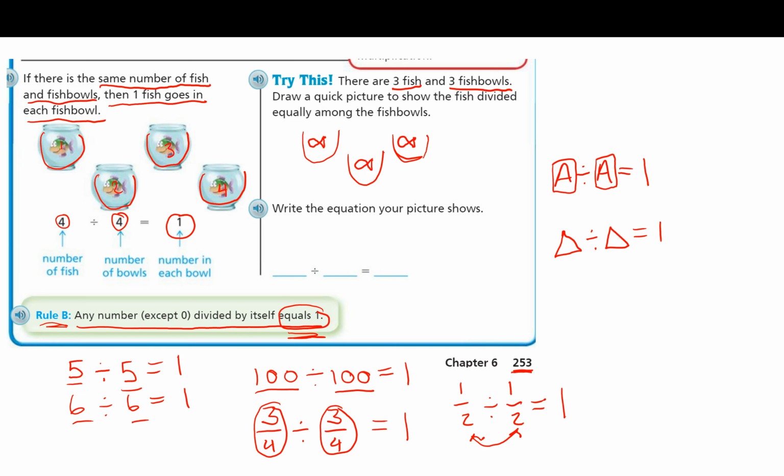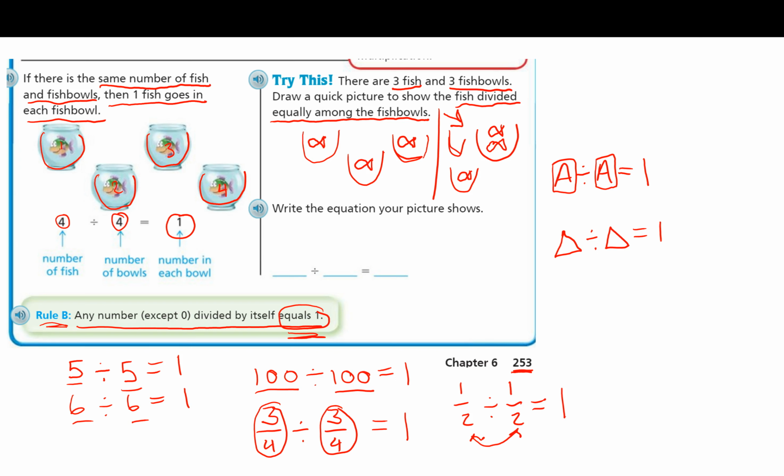Okay, now, how did I know to put 1 fish in each fish bowl? Why couldn't I have done this? Here's 2 fish in 1 fish bowl, 1 fish in this fish bowl and 0 fish in this fish bowl. Why couldn't I have done it this way? Because it says the fish need to be divided equally among the fish bowls. So think of this like your friends when you're sharing candy. You have 3 friends and you have 3 pieces of candy. You're going to give each friend 1 rather than give one friend 2, another friend 1, and this friend's going to be mad at you, right?